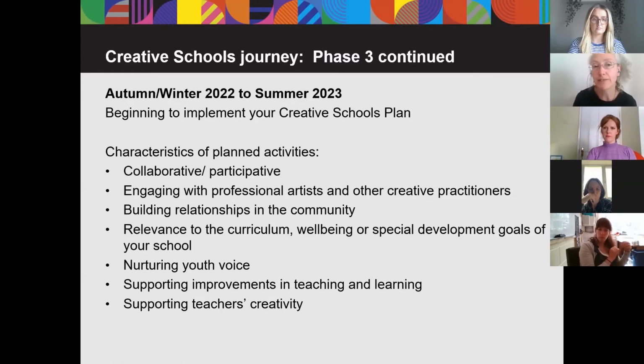So for example, the activities can be collaborative and participative. We see a lot of engagement with professional artists and other creative practitioners, either in the locality, the region, or nationally. We see the school building relationships in the community. We see activity that is relevant to the curriculum, or relevant to well-being, or relevant to special development goals of individual schools. There's a continuous nurturing of youth voice through the priority activities, and there's support for improvements or additions in teaching and learning. And also, of course, support for teachers' own individual creativity.